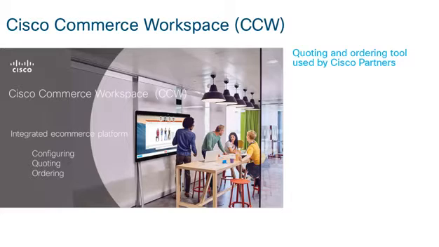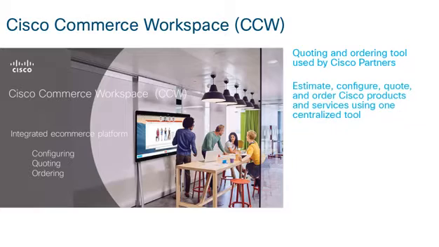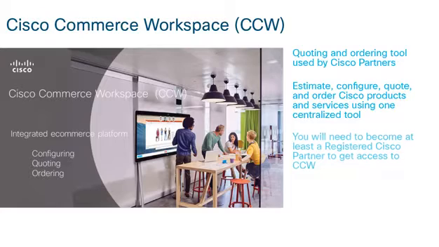CCW allows users to browse through the rich Cisco catalog and then estimate, configure, quote, and order Cisco products and services using one centralized tool. If you're not already a Cisco partner, you will need to become at least a registered Cisco partner to get access to CCW. For new and existing Cisco partners, there are a number of resources designed specifically to keep you up to date on the new features and functions of CCW for both traditional resale and SaaS ordering. Please see the list of resources at the end of this module.